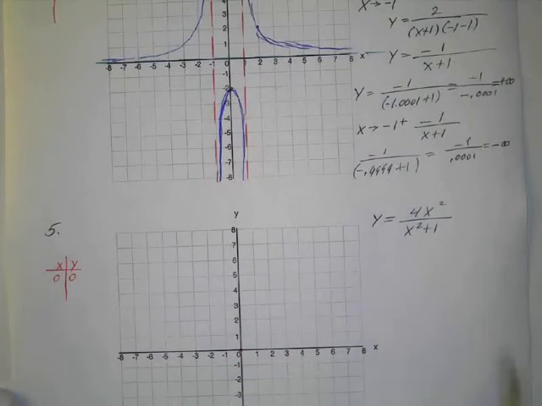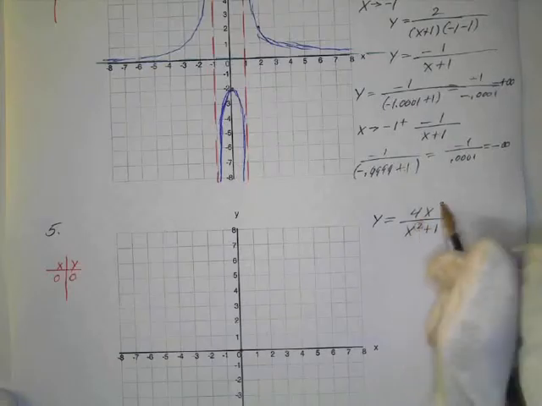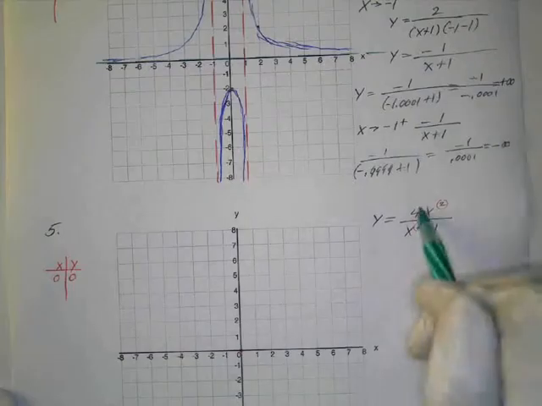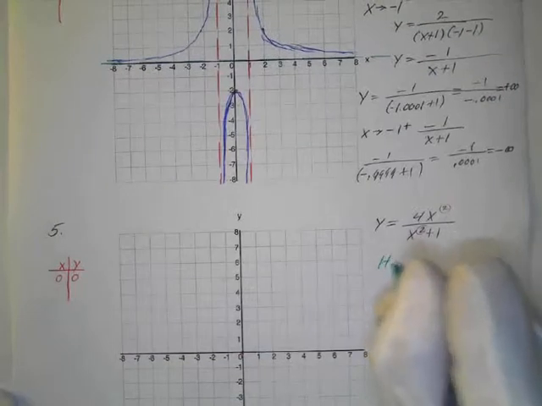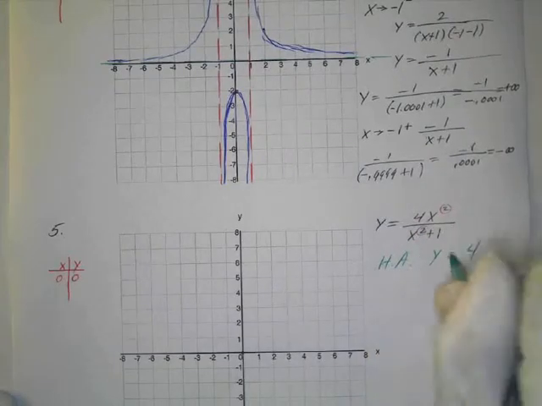And we look at the highest degree terms, and these are both the same. So that means I've got a horizontal asymptote that's equal to the ratio of the coefficients, so that would be 4 over 1. So my horizontal asymptote is y equals 4 over 1, or just 4.